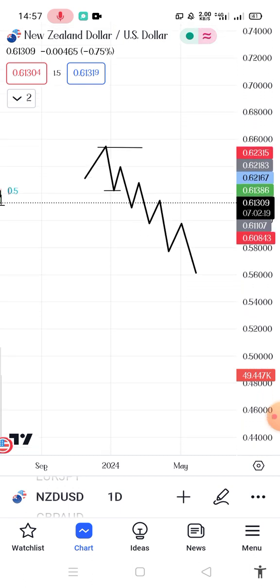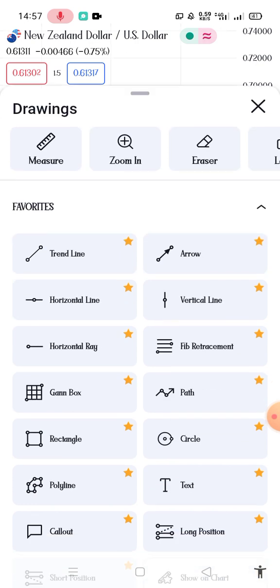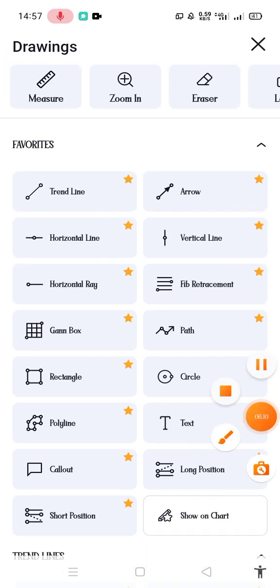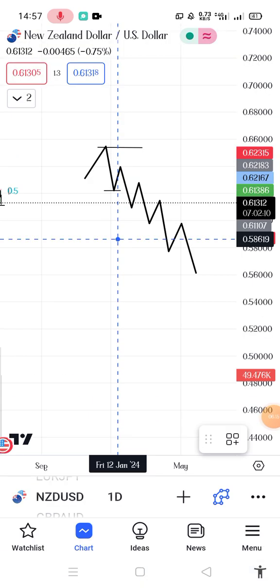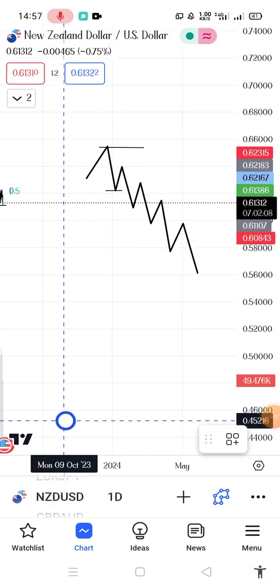Now we'll draw the uptrend. Let me show you the uptrend. So this is the tool I use in drawing. Basically, this thing I'm drawing is the polyline. All right, so let's draw the uptrend.